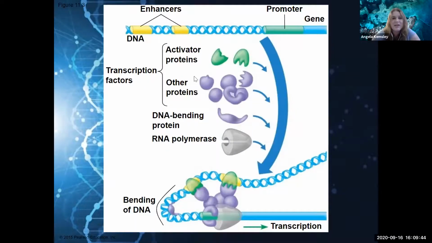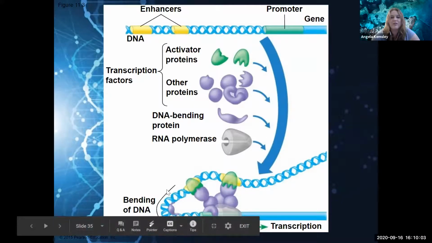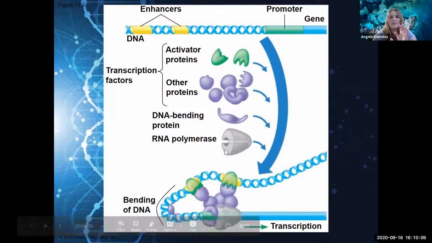If you take a look, here are enhancers. Over here on the left, we have our promoter in green, and then we have our genes. Transcription factors like our activator proteins and our other proteins will bind. DNA bending proteins, RNA polymerase, all of those are going to work together. You'll notice there's a little bit of bending of DNA, but they basically all have to come together in order to start transcription.